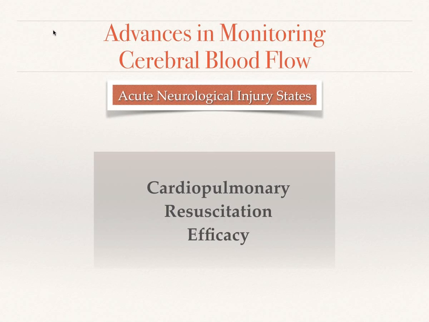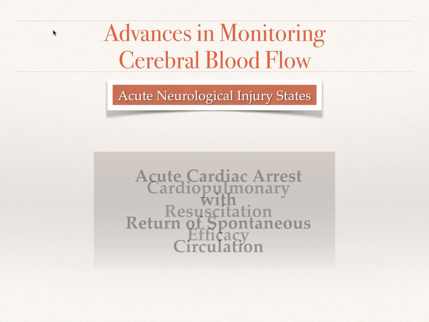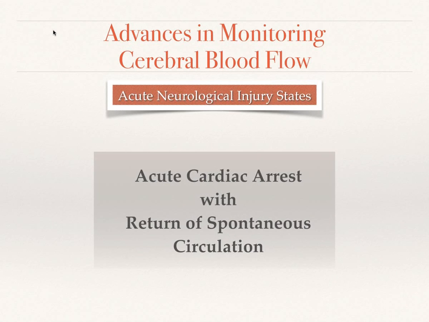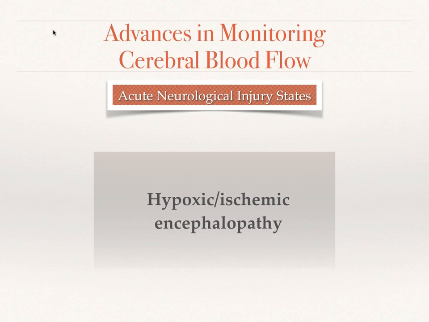We think that there may be a role in cardiopulmonary resuscitation efficacy in measuring how well your cardiac compressions are registering in terms of cerebral blood flow. You may also contemplate the effect of acute cardiac arrest with return of spontaneous circulation. Over the last decade, we've seen quite a significant improvement in outcomes in patients who undergo systemic temperature modulation in the acute care setting. We think there may be a role for cerebral blood flow monitoring here as well. Consider the patient with hypoxic ischemic encephalopathy.